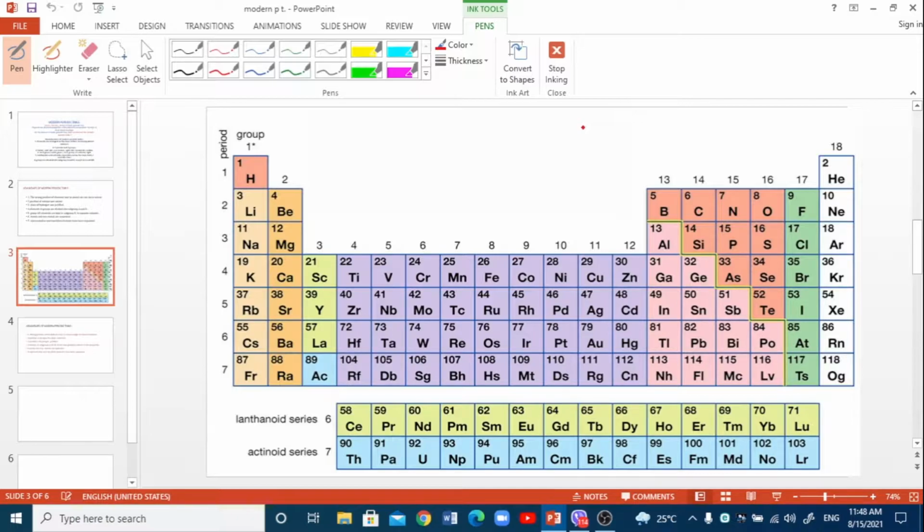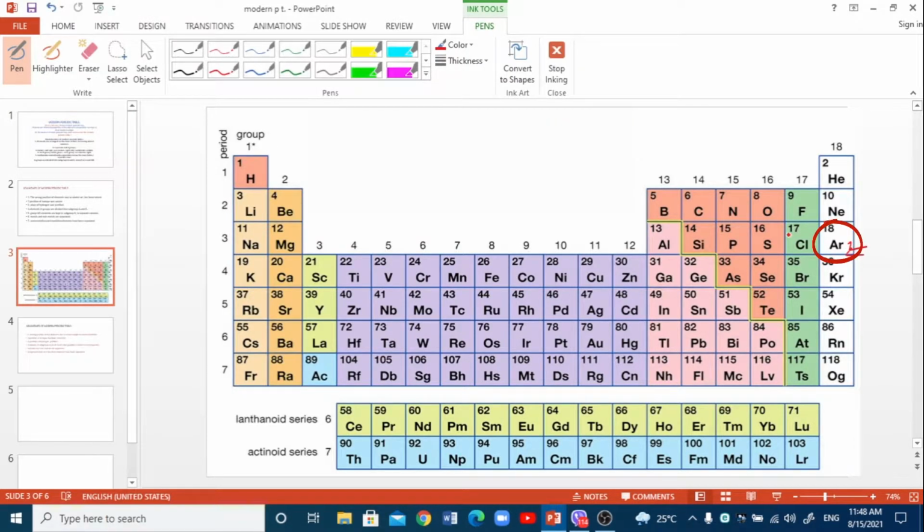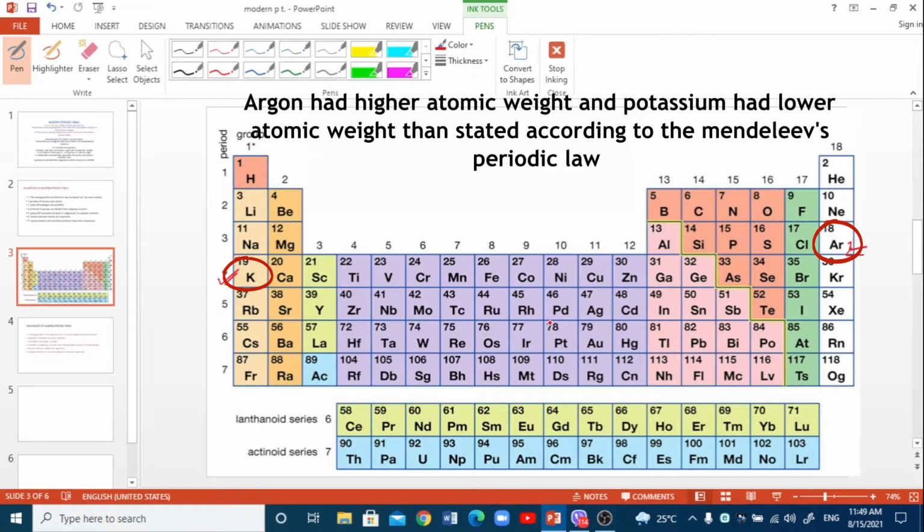Okay, and in what way these problems are solved we can see here. We'll study them as advantages of modern periodic table. So the first point is the wrong position of some elements like argon and potassium, cobalt and nickel have been solved. Argon and potassium, here is argon and here is potassium. The position of these two elements was anomalous, means these two elements were not following the rule of Mendeleev's periodic table when they were kept on the basis of atomic weight.